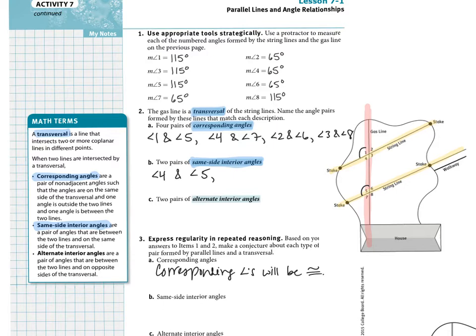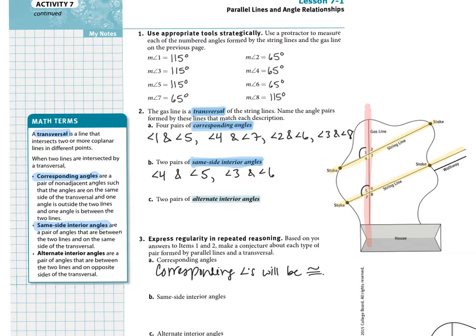All right, were you able to figure out angles 3 and 6 were the other ones? I thought so. Nice job. So those are our two pairs of same-side interior angles. Now, if we look above, we can see that this is kind of tricky. If we look at the measure of angle 4 and compare it to the measure of angle 5, they're not congruent.